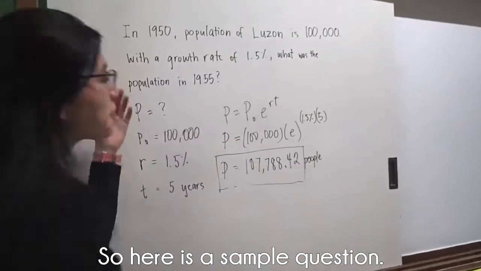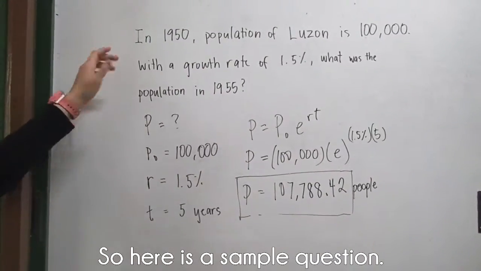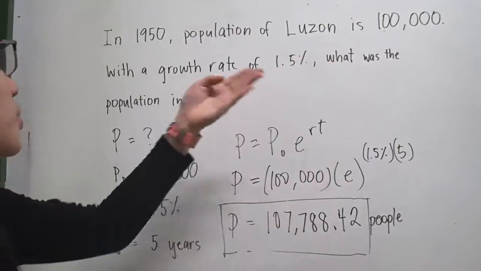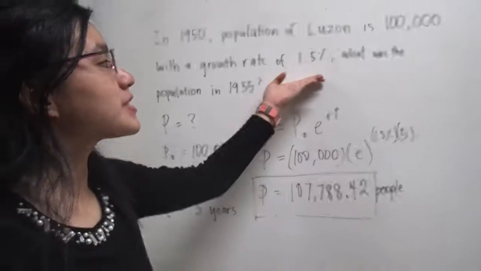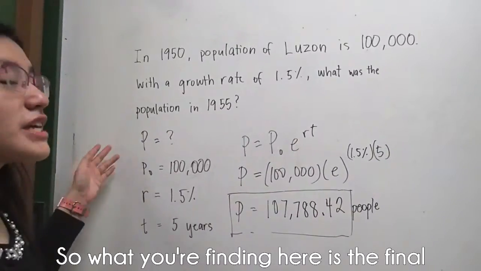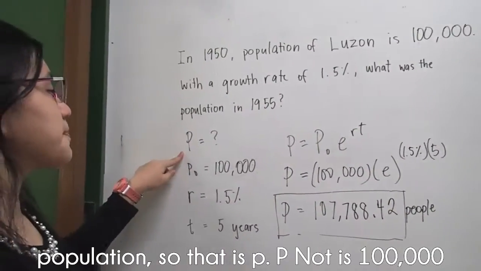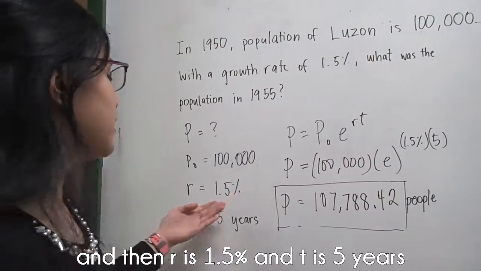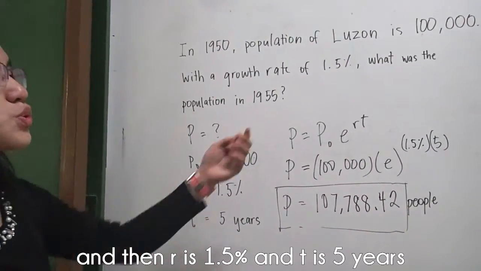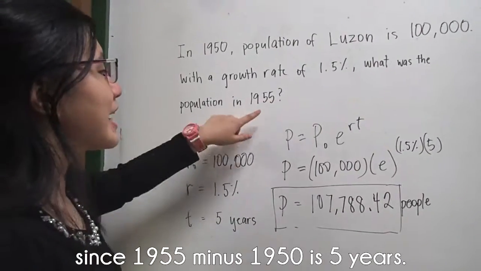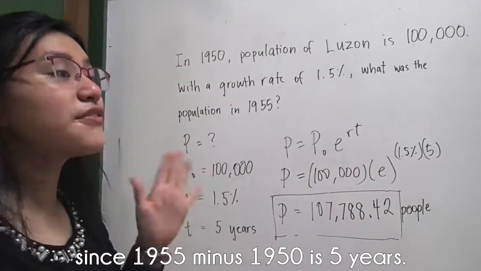So here is a sample question. In 1950, the population of Luzon is 100,000 with a growth rate of 1.5%. What was the population in 1955? So what you're finding here is the final population, so that is P. P naught is the initial population, which is 100,000. And then r is the growth rate, which is 1.5%. And then t, the time, is 5 years, since 1955 minus 1950 is 5 years.